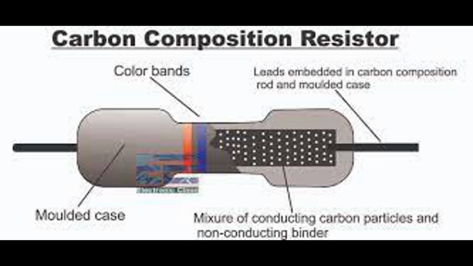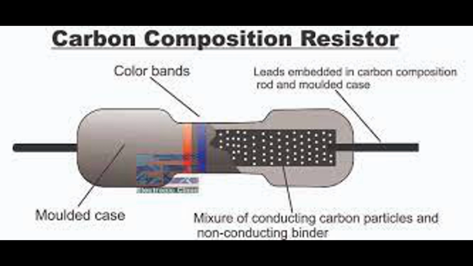Carbon film deposition. A thin film of carbon is deposited on the ceramic substrate. The carbon film is created by vaporizing or sputtering carbon material onto the substrate's surface. The thickness and width of this carbon film determine the resistance value of the resistor.